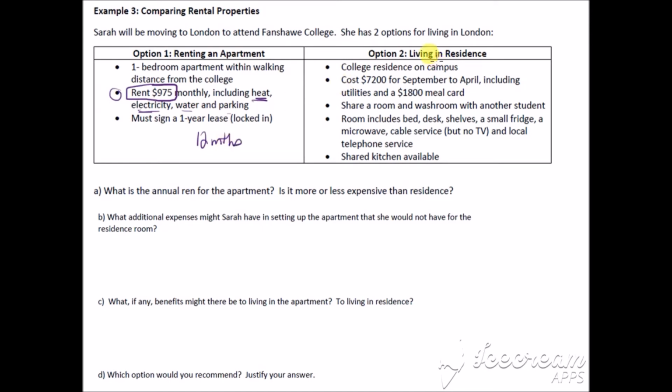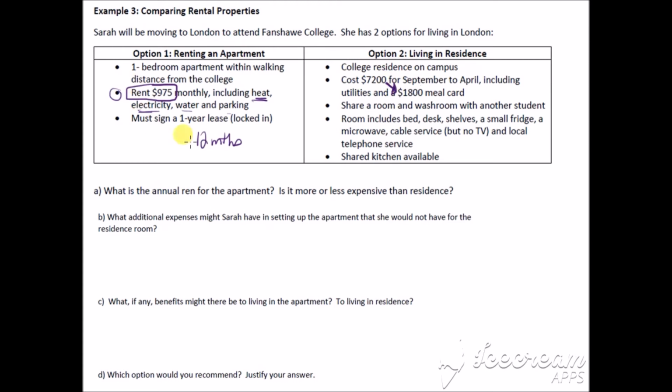Okay, or she can live in residence. So this is the college residence. It's on campus, so there's no walk to and from the building. It's $7,200. You live there for the 8 months, September to April, and this includes utilities. And built into this fee, there's a meal card.